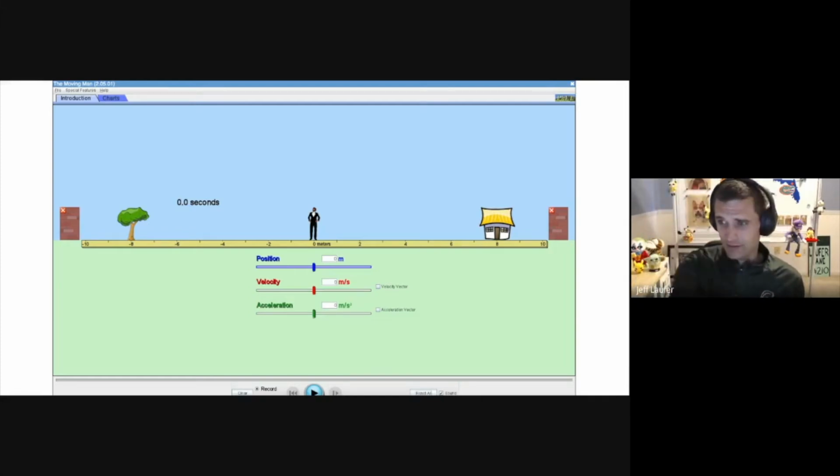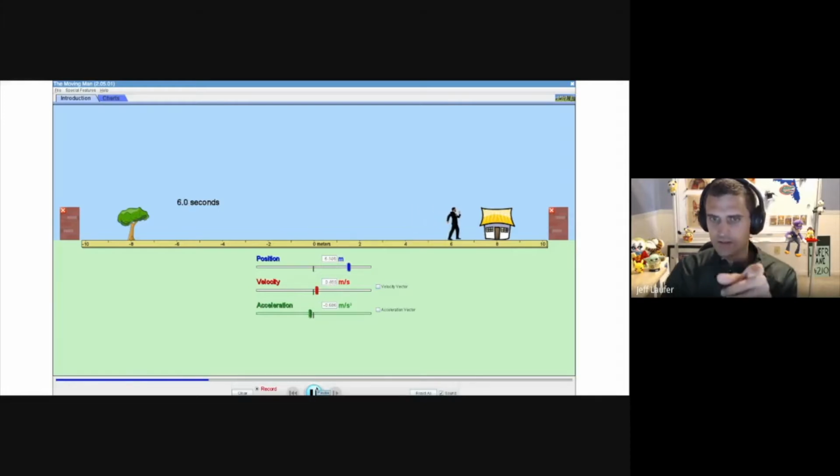So just looking at this here, got this guy right here. I'm going to give him a positive velocity and then a positive acceleration. And he's getting faster, like that. Now I'm going to change his acceleration to be negative. So he sped up. I'm going to change the acceleration from positive to negative. And he slows down. Okay, and he just turned around.